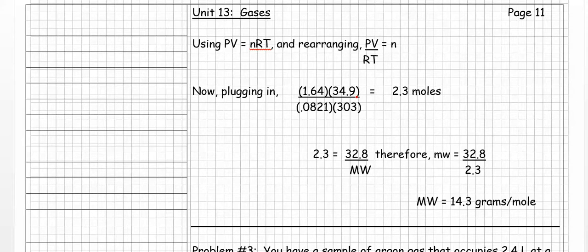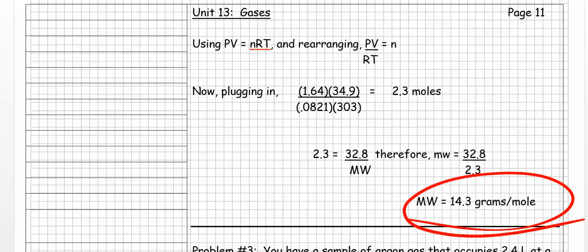So I'm going to take that 2.3 moles and say 2.3, the number of moles, is equal to 32.8 divided by the molecular weight. I'm going to rearrange to get myself the molecular weight. The molecular weight then is found to be 34.3 grams per mole. I've determined the molecular weight.